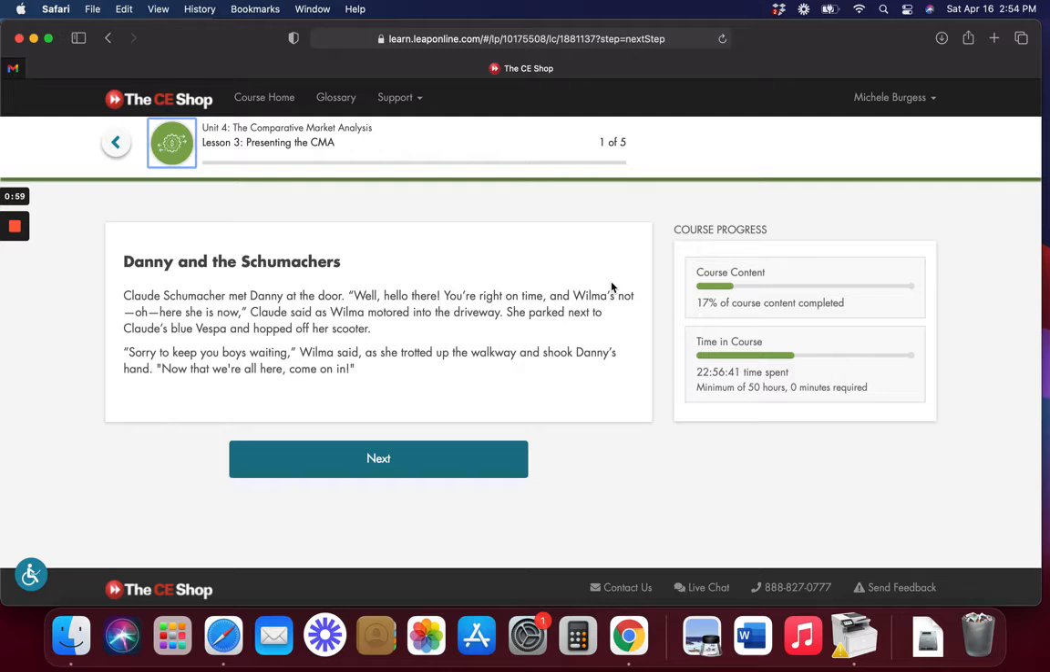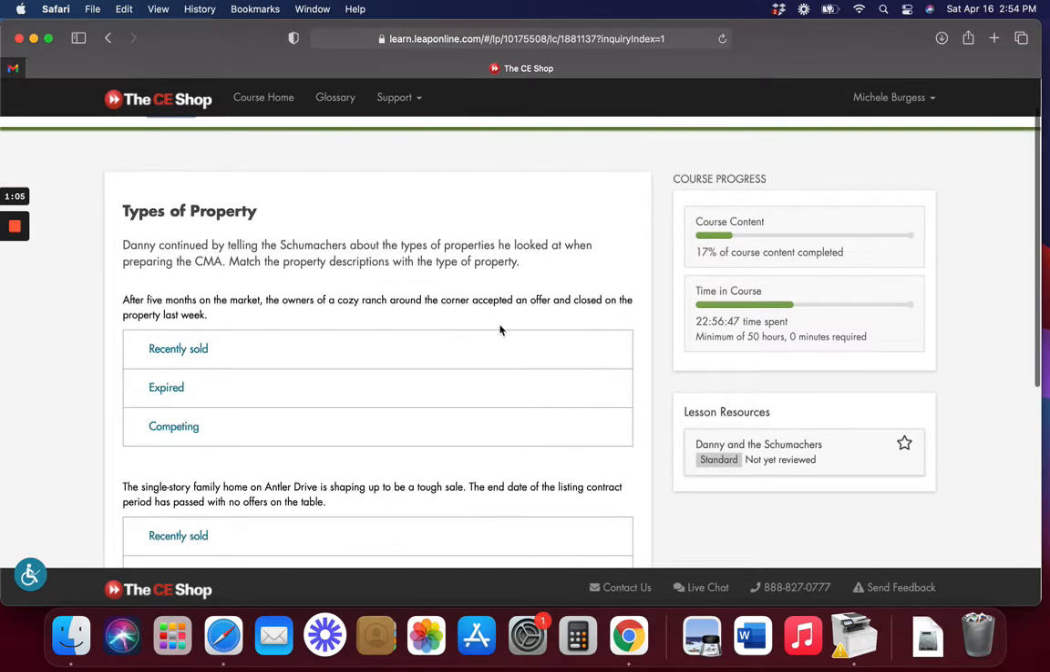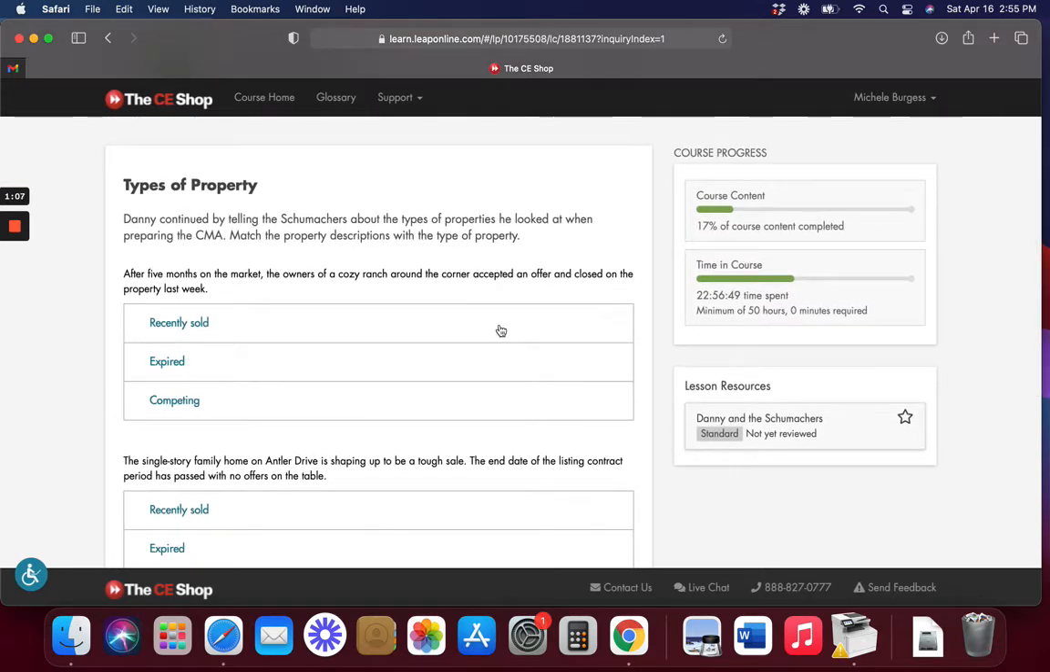None of that stuff is relevant here. Sorry to keep you boys waiting, Wilma said as she trotted up the walkway. We are getting ready to present a CMA to potential buyers or sellers. None of that stuff you need to remember here, okay? All right, Danny continued by telling the Shoemakers about the types of property he looked at when he prepared this CMA for them.